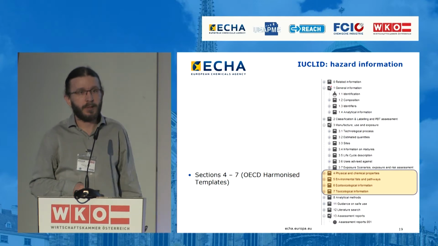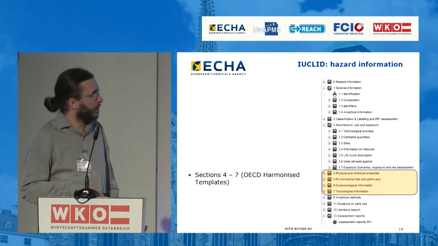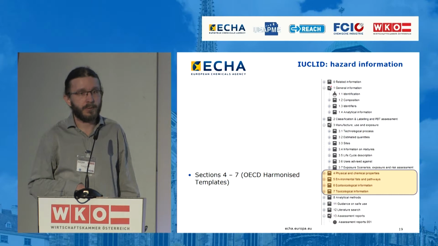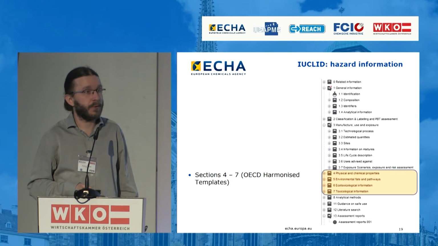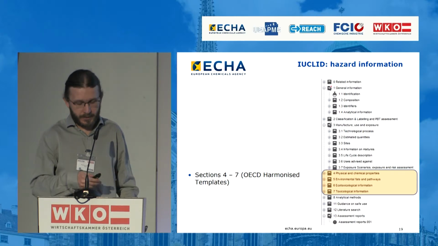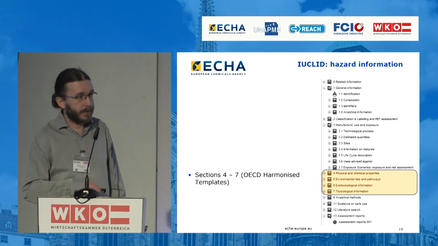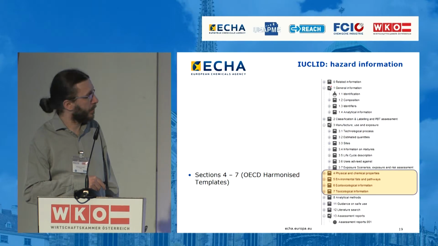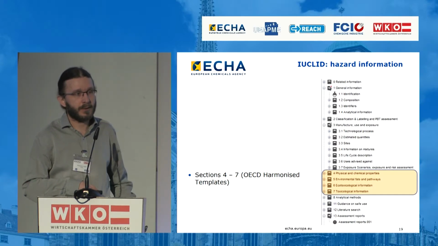Then the core of the information is in sections 4 to 7, and this is the place where the properties of the substance are described and the study summaries are provided for the different information requirements relevant to your tonnage band. So yesterday, Eva presented the list of information requirements for the different tonnage bands, and for example, if physicochemical properties are needed, this is the place where you will summarize the outcome of the tests conducted on the substance. The same for environmental fate and behavior, ecotox and tox information as well.